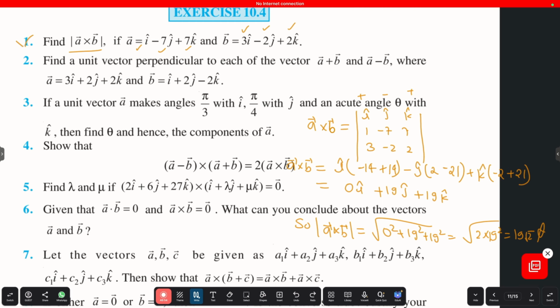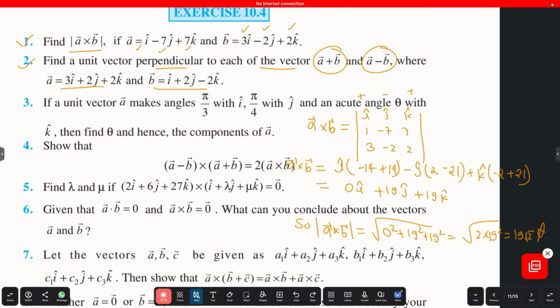Now see this question. Find a unit vector perpendicular to each of the vectors. This vector and this vector, where A is given, B is given. Then how to get this? Now you don't look at A plus B. They want a unit vector which is perpendicular to this vector and this vector.